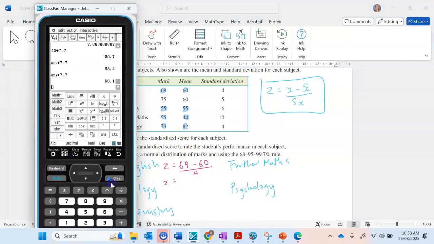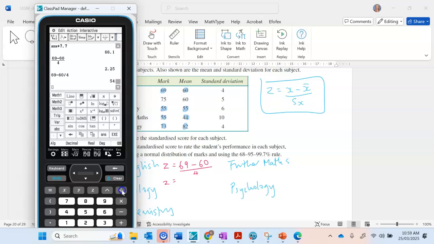All right, so 69 minus 60. Just make sure, if you're not using the fraction like I've just done, and you do 69 minus 60 divided by 4, you're only going to divide that 60 by 4 and see how you get a completely different answer. Your Z score should be between -4 and 4. All right, probably wouldn't be greater than that because 3 standard deviations is 99.7%. So even getting 4 is unlikely.